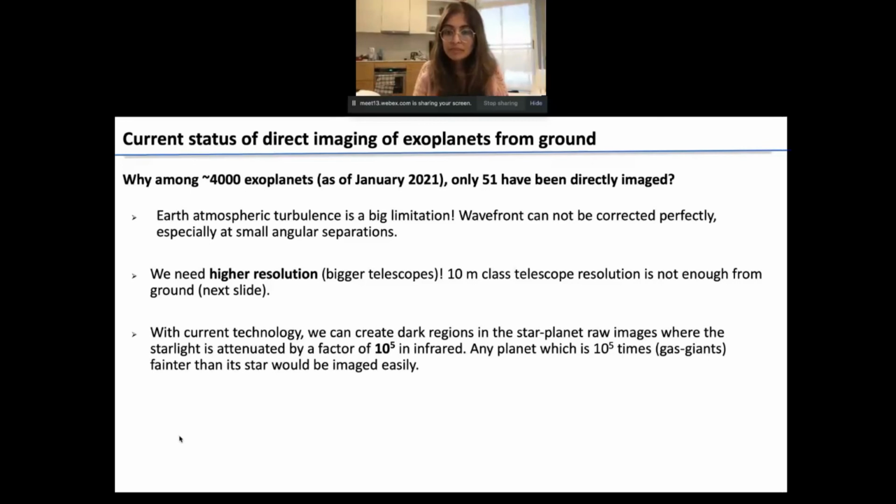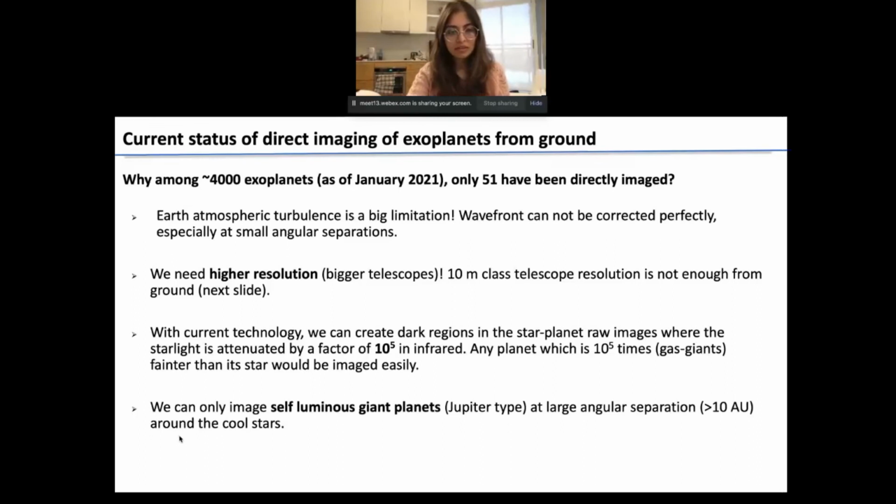So basically, these are mostly gas giant planets that are much brighter, and they are roughly 10^5 times fainter than their star, and that's why we have actually imaged mostly gas giants, right? Because we are limited by our technology, and we need to improve it so that we can see much fainter planets. We can see only those planets that can emit their own light, which are self-luminous.